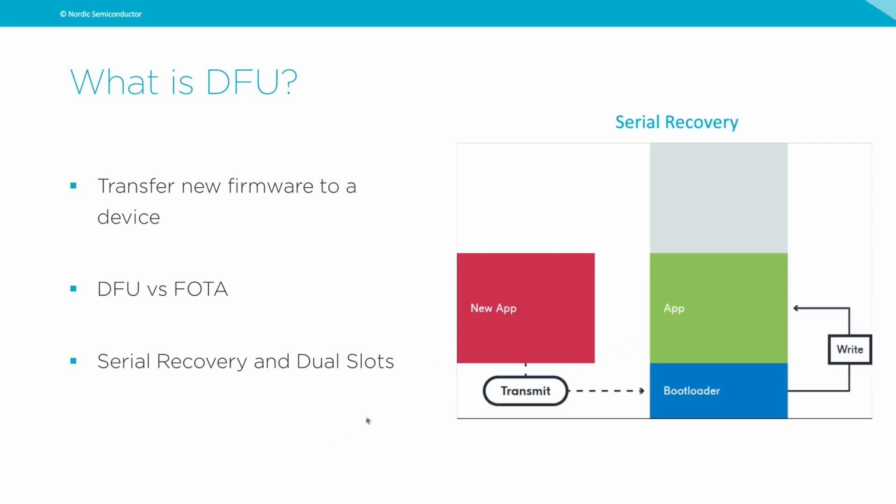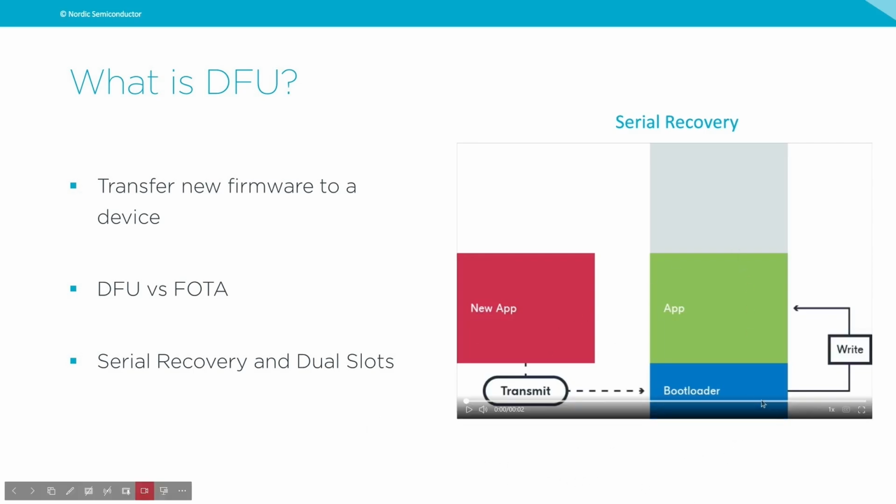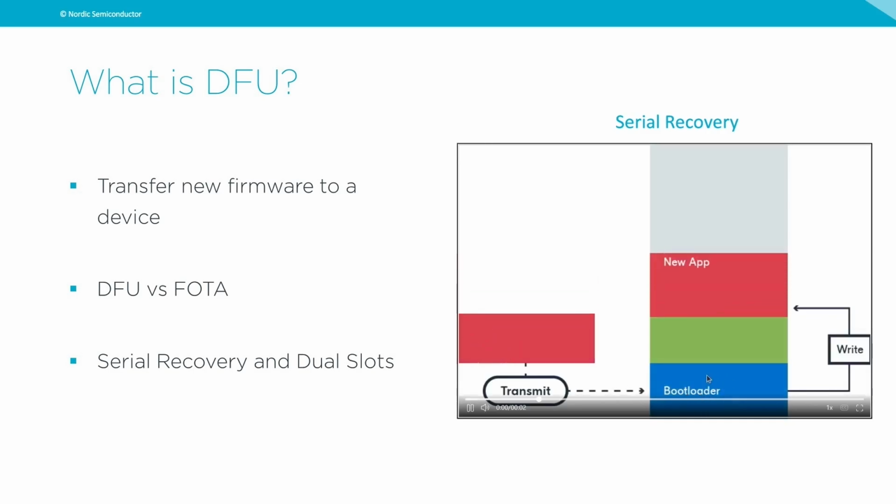Serial recovery is as in the image here. You have the bootloader and you have another device on the left side with the new app, and you have your app running here, a bootloader and a new app. Now, here the thing that receives the app, let's go from the start on the video. The receiver of the new application is in the bootloader.